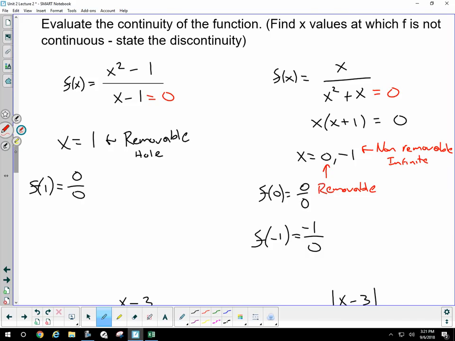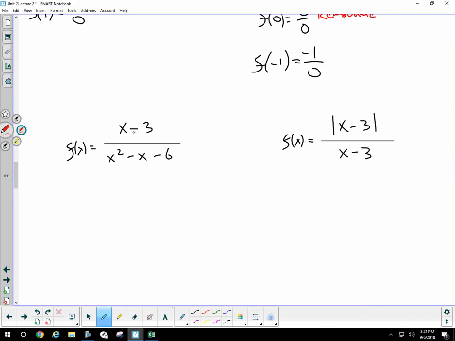Okay, next one. It's really the same deal. You just set the denominator equal to 0, factor, and solve. You guys could do that while I'm doing it, and we'll check our answers together.